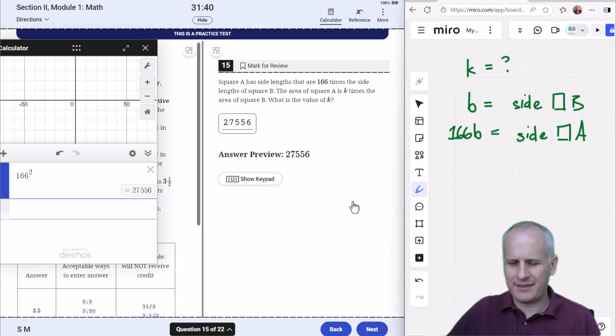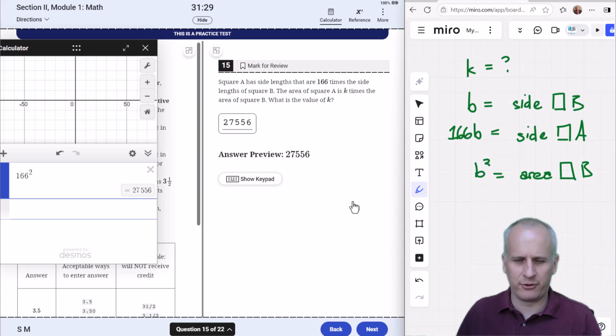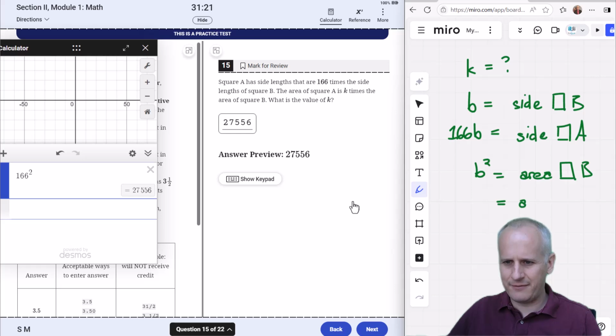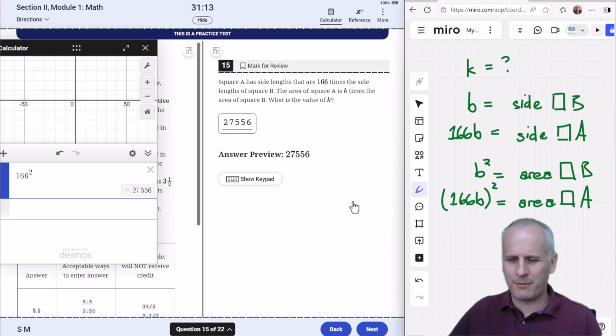So that means that the area of square B using the variable B is just B squared, because that's the area formula for a square, hence why anything raised to the second power is actually called squared, if you think about it that way. But then the area of square A is going to be that 166 times B, but we've got to square both parts.